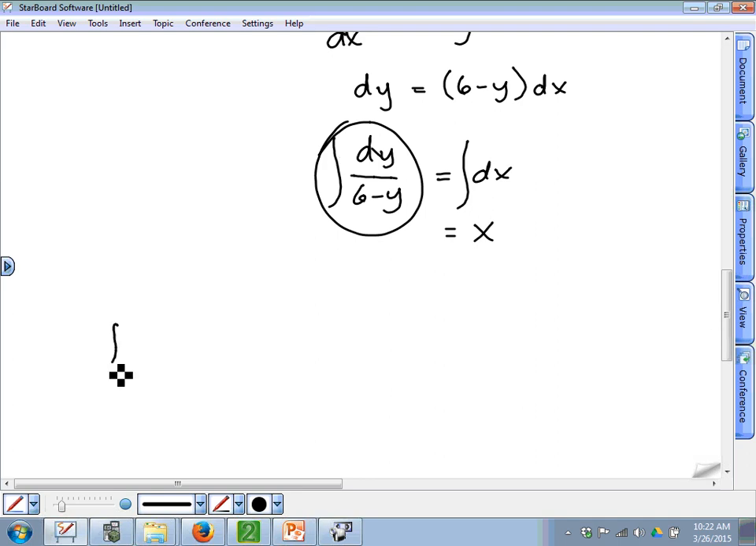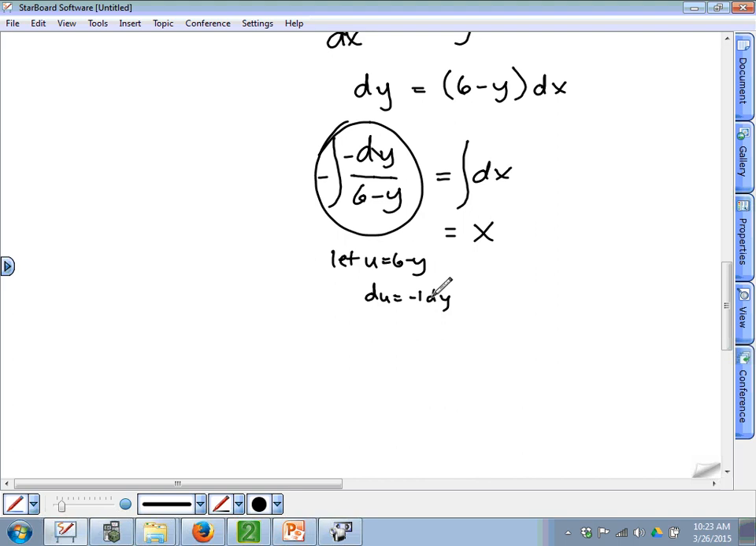You guys follow? Does this look familiar? Does that resemble this? Okay, we're missing something though. If we let u equals 6 minus y, then what's du? Negative 1 dy. So we've got to have a negative there and a negative there. You guys with me? Yes. We had to have a negative 1 dy.